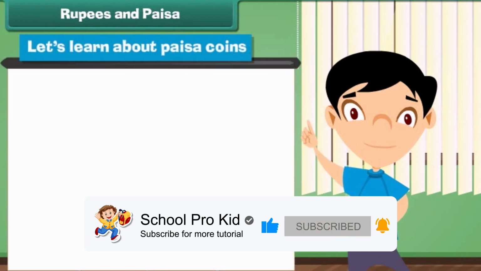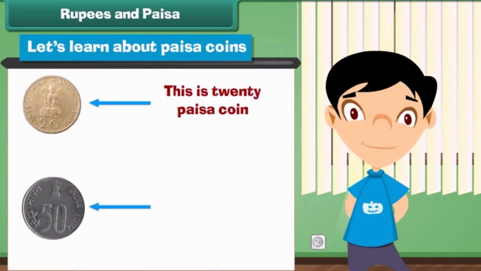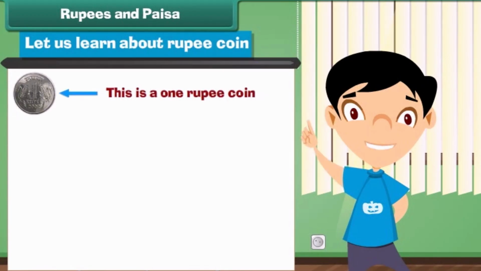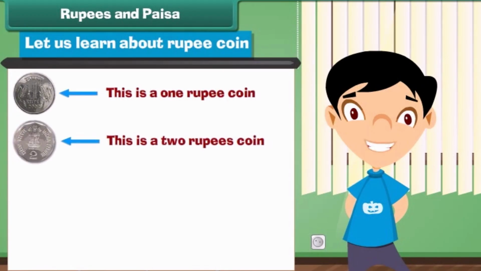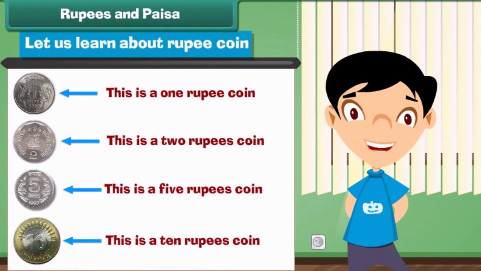Let's learn about paise coins. This is a 20 paise coin. This is a 50 paise coin. Let us learn about rupee coins. This is a 1 rupee coin. This is a 2 rupees coin. This is a 5 rupees coin. This is a 10 rupees coin.